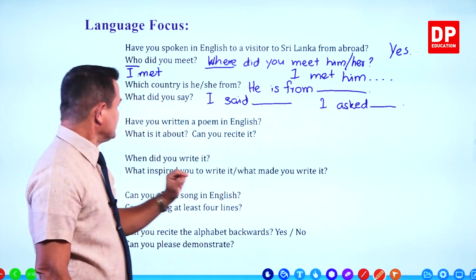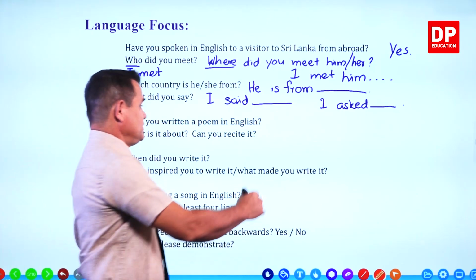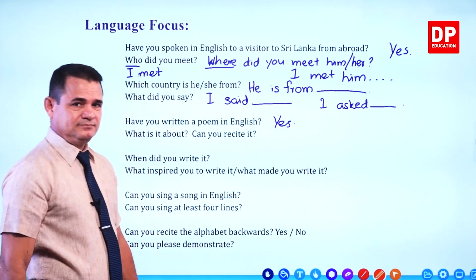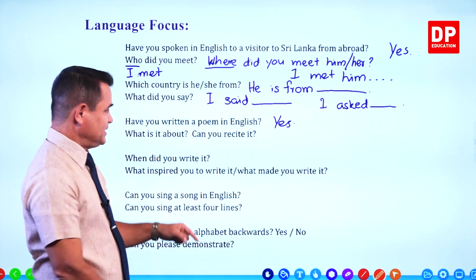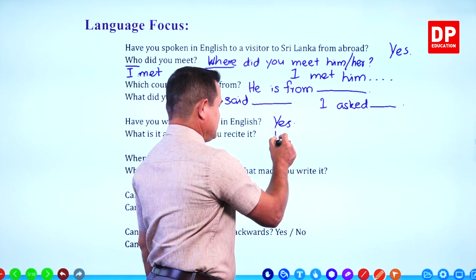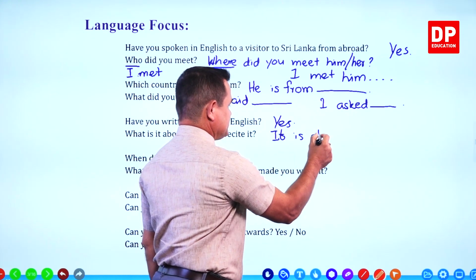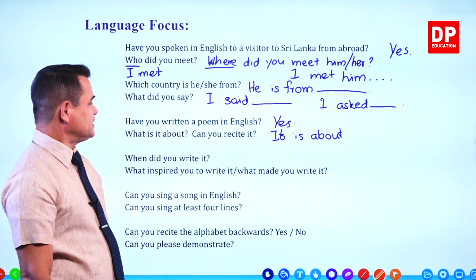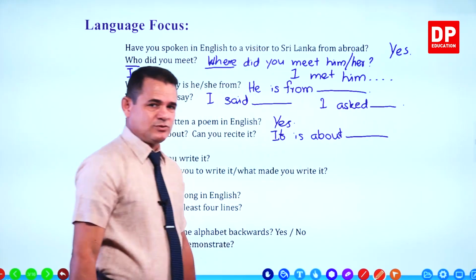Then, have you written a poem in English? If somebody says yes, keyword. What is it about? Then you can answer: it is about, the topic.